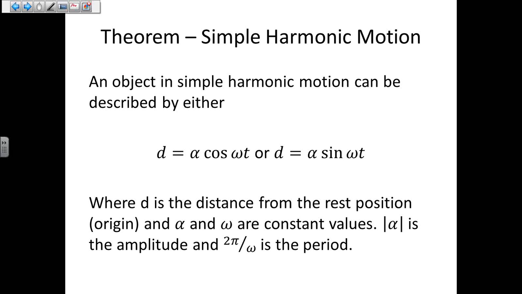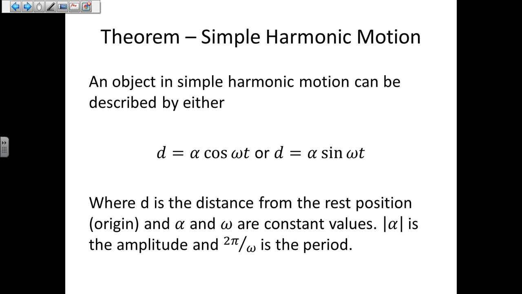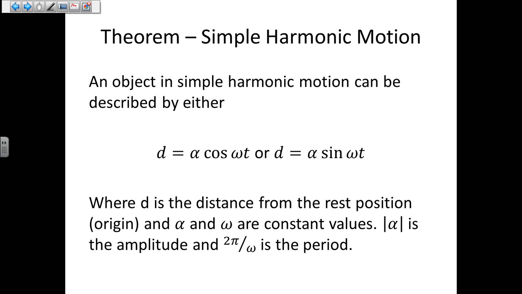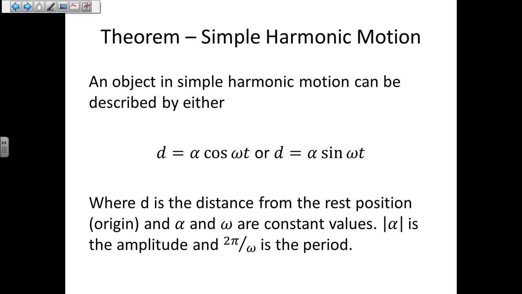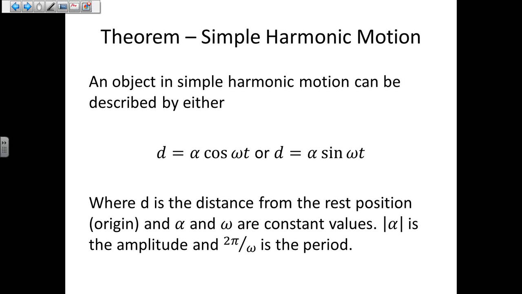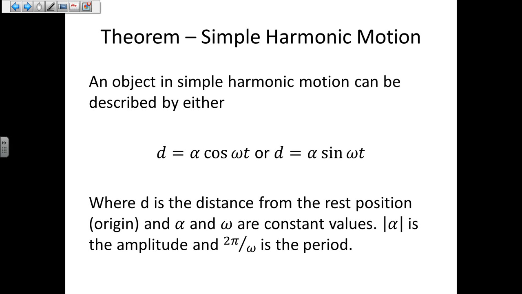Now, which do you choose, cosine or sine? Well, that's basically decided by what they are describing as the starting position. If the object at time equals 0 is at a distance 0, then we use the sine function. If they're saying that the object starts at some extreme side of its oscillation at time equals 0, that's when we use the cosine function. So whether we use the cosine or the sine equation depends on where the object is at time equals 0.